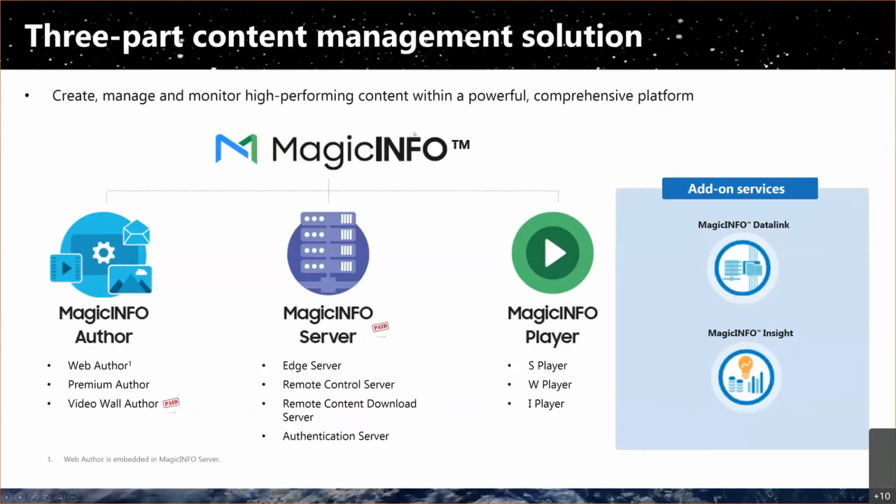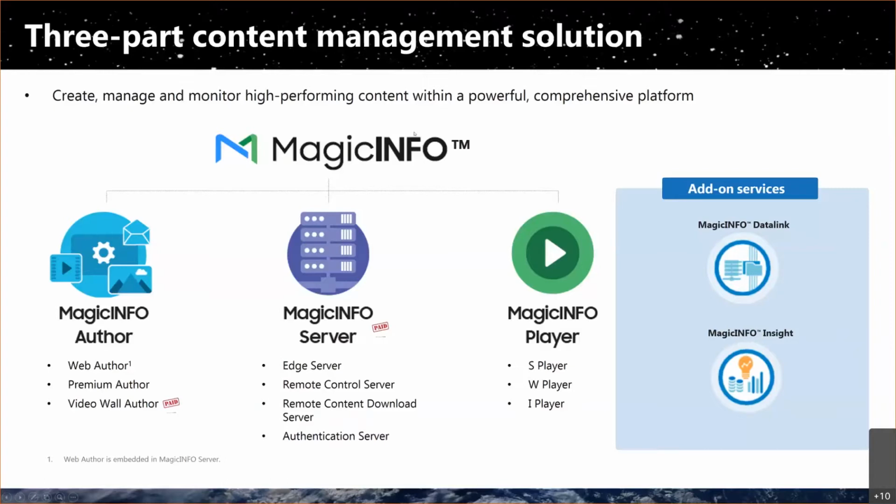So MagicINFO basically comprises three core components. You have the MagicINFO authoring tool that comes in three different flavors. You have the web author, that's part of the MagicINFO software. You have a premium author, that's a separate Windows installer that provides you some additional features over the web author. And then you also have a video wall author, that's a Windows installer that's specific to video wall authoring. So author is basically to create the content that you have.